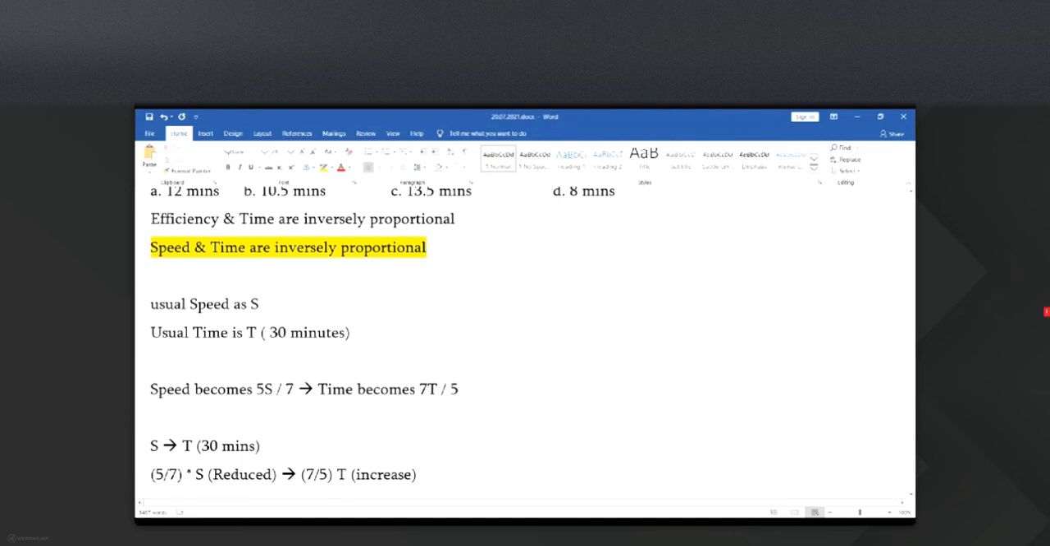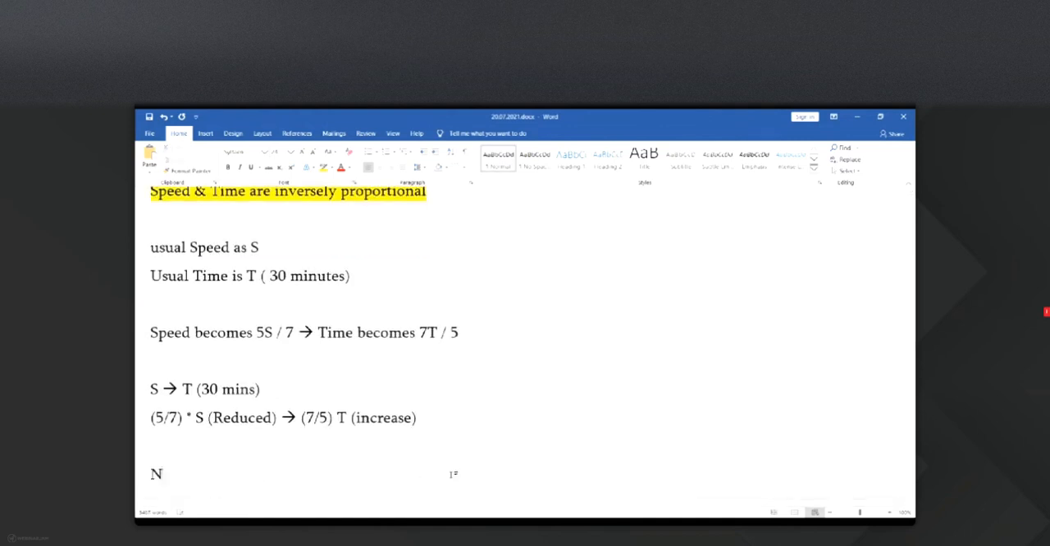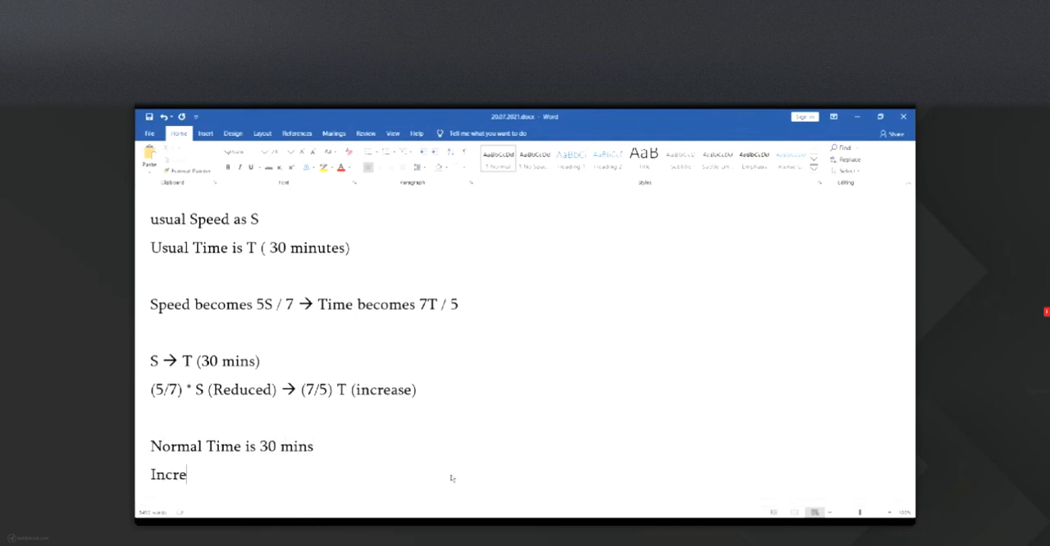So I know that the usual time is 30 minutes. I also know the 7 by 5 of T. So to understand this, the normal time is 30 minutes, and the increased time, why is it increased? Because of slow speed. Because of slow speed, time increases.